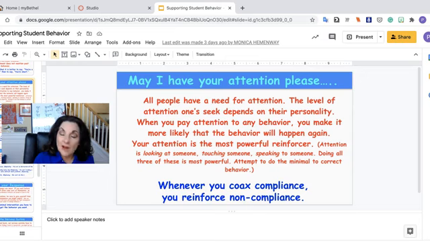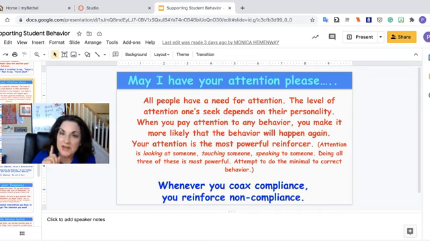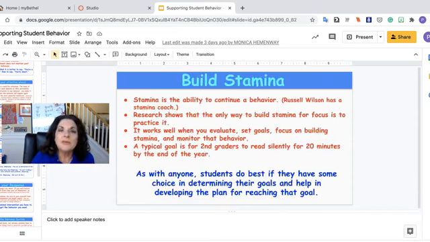One thing that I always say is that if you are coaxing compliance, you are reinforcing non-compliance. So if you're saying, come on, let's do math, come on, let's do math, come on, let's get going, you are reinforcing not working. So I try very hard to say the direction one time and then to use some of my other strategies. It might simply be, what was the direction? And then the student would repeat that.